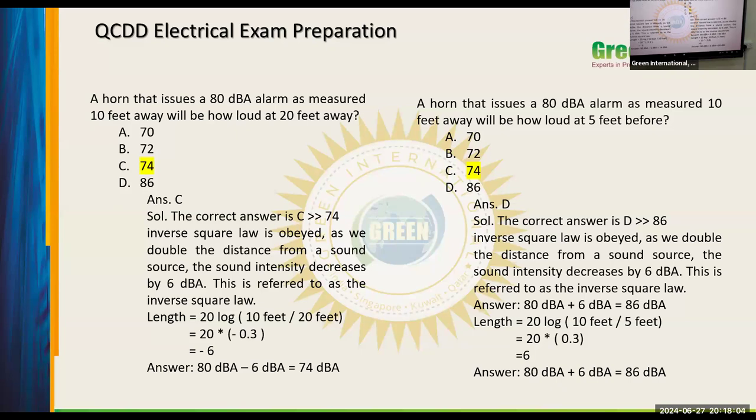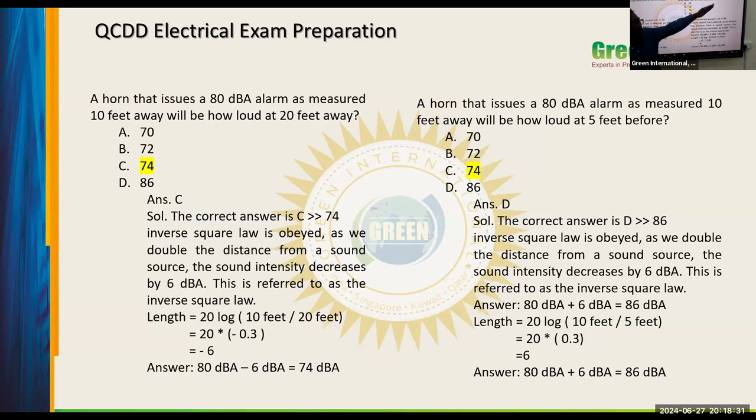If at 20 feet, that is here 10, here 20, the distance is double, we need to reduce 6 decibels. There are some calculations, but you forget about the calculations. If the length is double, 6 decibels is subtracted. So 80 minus 6, 74.